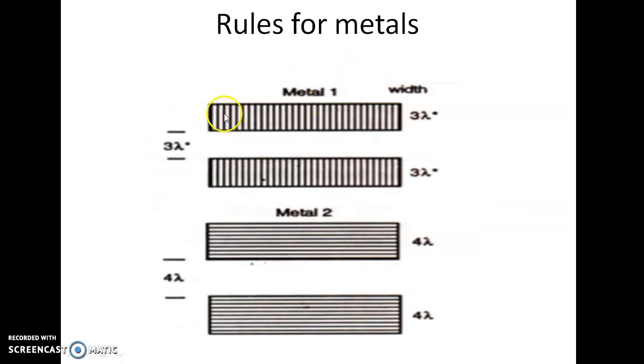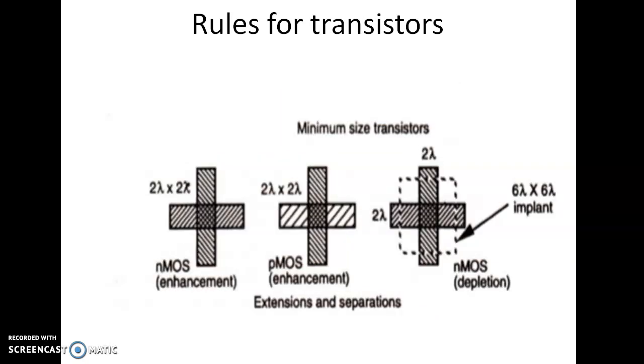Similarly, rules for the metals. So metal 1 is vertical, it is 3 lambda minimum. Metal 1 to metal 1 is 3 lambda. Metal 2 is horizontal, it is 4 lambda minimum width, and metal 2 to metal 2 minimum spacing is also 4 lambda. Similarly, if you have metal 3, then it will be 6 lambda by 6 lambda. So like that we have different rules. Generally we use metal 1 and metal 2.